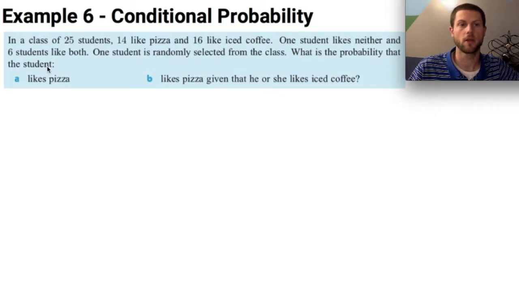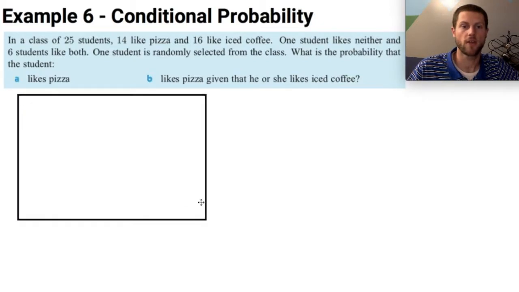What is the probability that the student A likes pizza, and B likes pizza given that he or she likes iced coffee? So we've got two different scenarios here. We just want to isolate the liking of pizza, but then we can isolate the liking of pizza given that we already know something about them. So let's begin by demonstrating all this information with a Venn diagram.